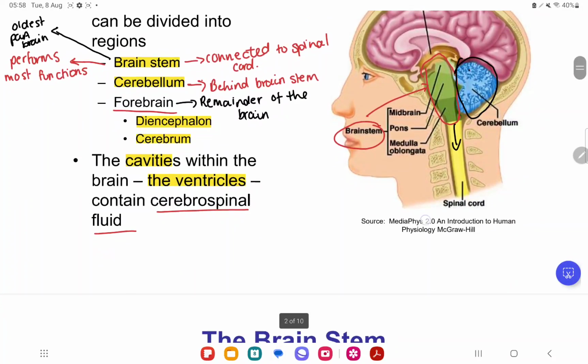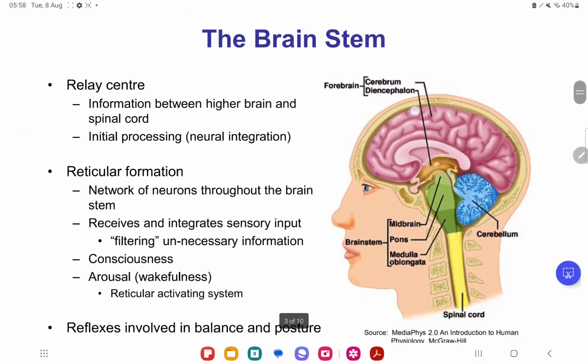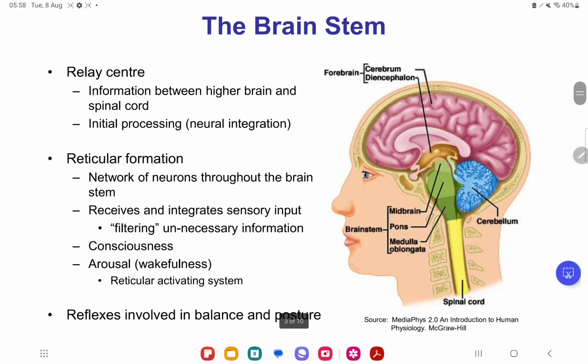So moving on, now we're going to get a bit more specific. So now we're talking about the brainstem.